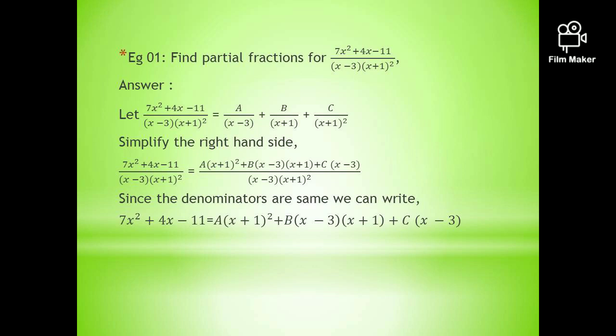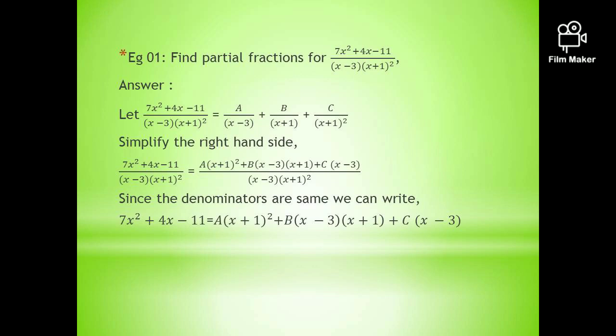Then take the LCM for the right hand side. If you take the LCM, the first term's denominator is x - 3, the second term's denominator is x + 1, the third term's denominator is (x + 1) squared. Therefore, the LCM will turn out to be (x - 3)(x + 1) squared. Right. Then if you simplify this, we have to see by which term a should be multiplied, to see how many terms are available with this denominator (x - 3)(x + 1) squared.